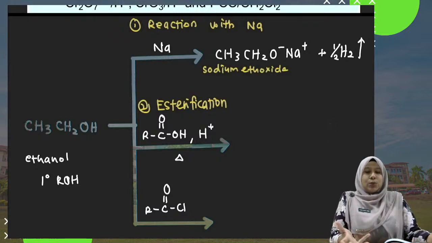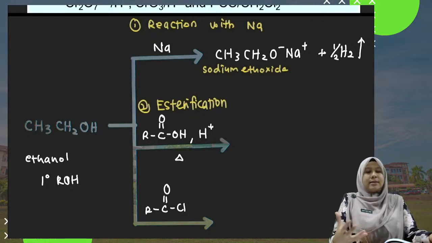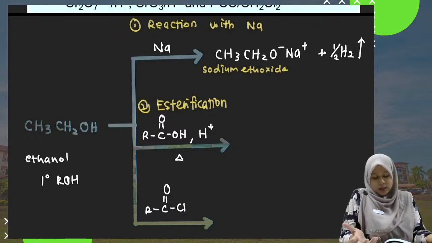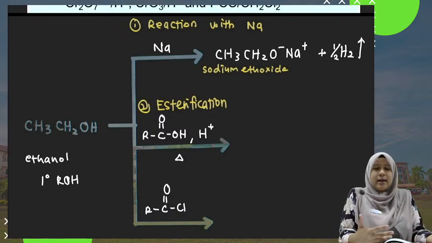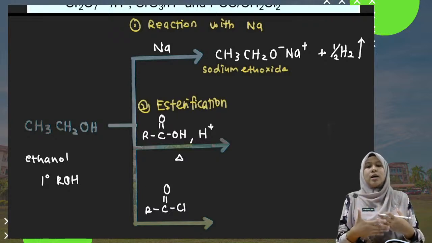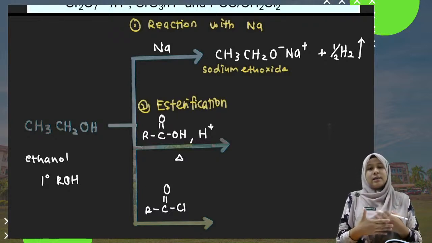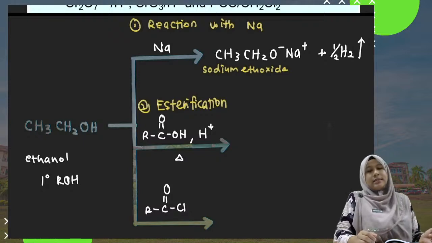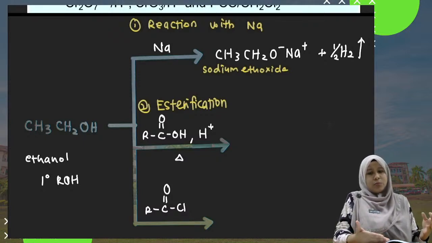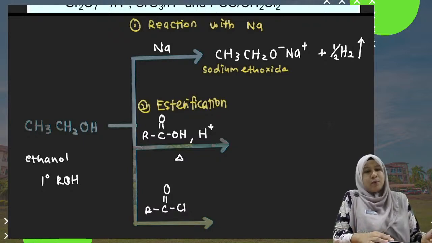Okay, reaction yang kedua yang alkohol boleh buat adalah esterification. Esterification ni yang kita dapat pleasant odor, kita dapat fruity smell. Kalau kita buat ester kan yang wangi tu. So jadi alkohol dia akan react with carboxylic acid in acidic medium dan juga condition dia kena hot, kena panas. So ataupun ada certain buku rujukan dia letak sebagai reflux pun boleh juga.